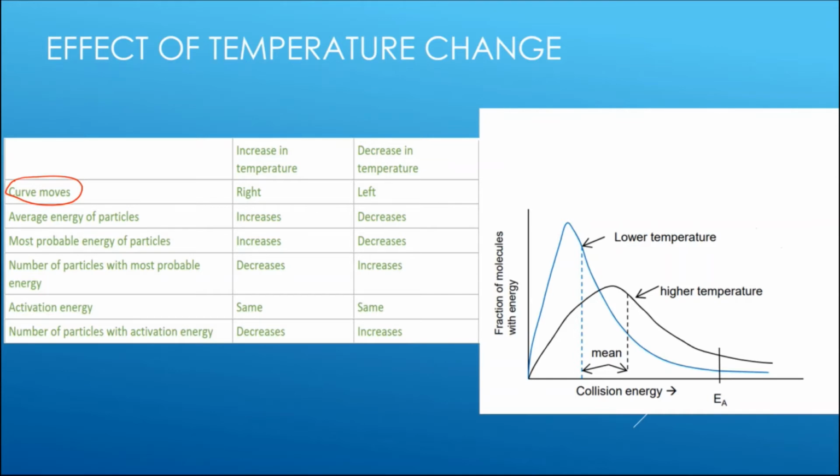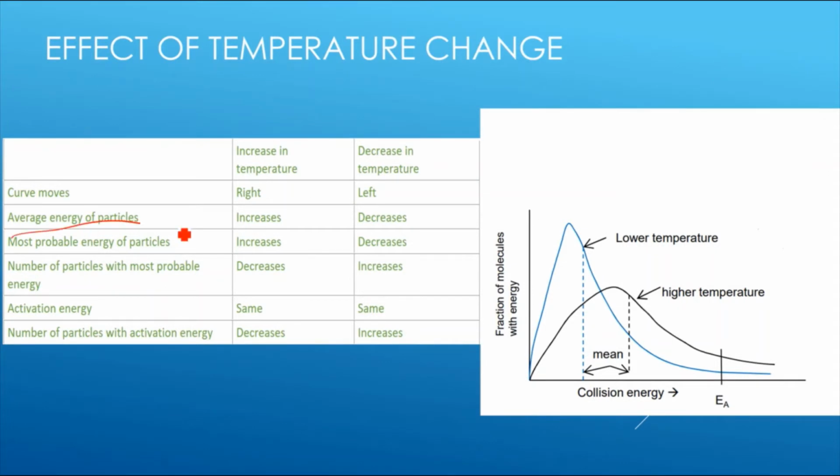Whereas if you decrease the temperature, the curve will move to the left. Then the average energy of particles: because you're increasing the temperature, they will have more energy because they'll be moving around faster. That's why increasing temperature leads to an increase in the average energy, whereas a decrease in temperature leads to a decrease in energy. Now the most probable energy of particles: if you increase the temperature, the most probable energy increases. In this case, this is the higher temperature.